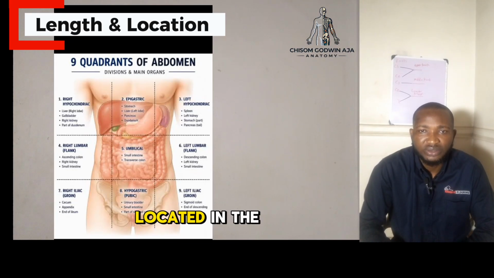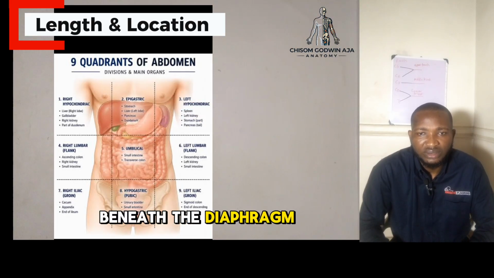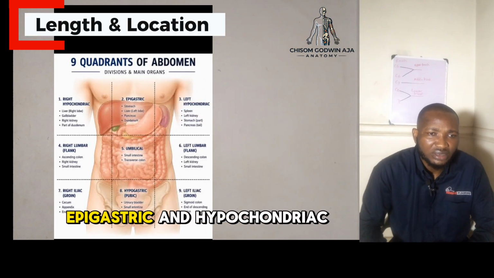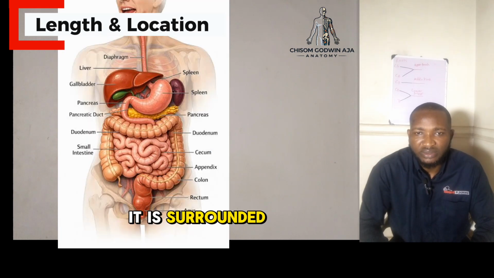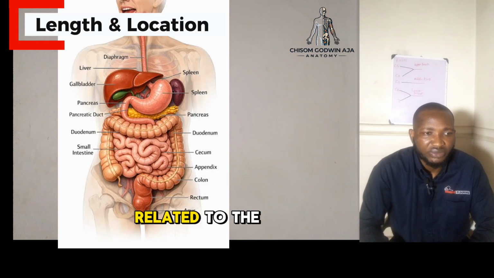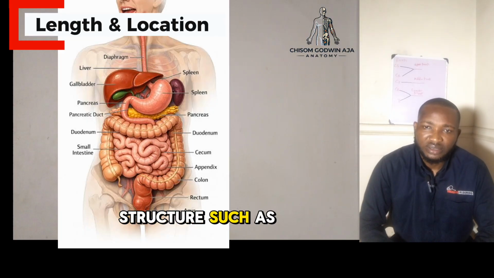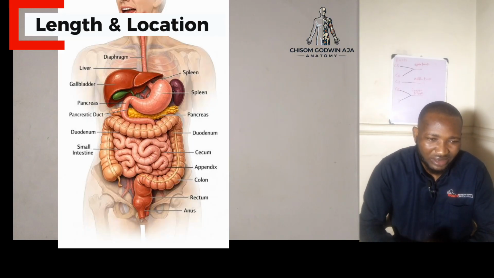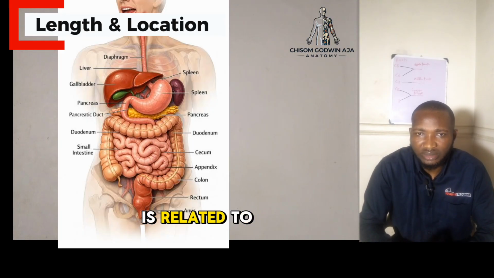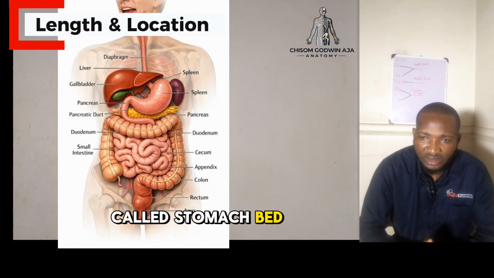The stomach is located in the upper left part of the abdomen beneath the diaphragm. Most of it lies in the epigastric and hypochondriac regions. It is surrounded by several important organs. Superiorly, it is related to the diaphragm. Laterally, it is related to the spleen. Inferiorly, it is related to structures such as the transverse colon. Posteriorly, the stomach is related to the structures forming what is commonly called the stomach bed.